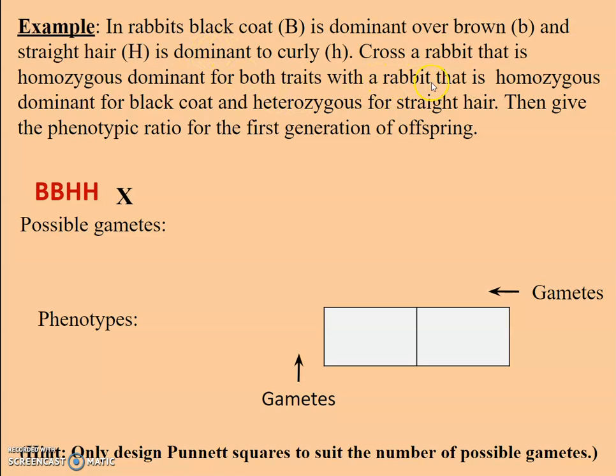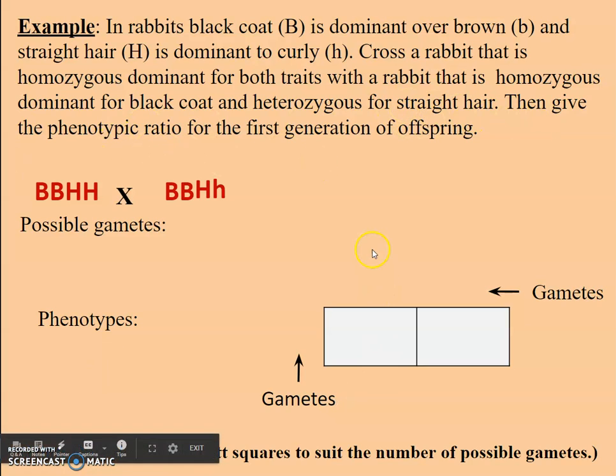Then our second parent is a rabbit that's homozygous dominant for black coat. And so you'd go ahead and put homozygous dominant, which would be 2 capital B's. And then you'd have a heterozygous for straight hair for this parent. So hetero means different, right? Anytime you see heterozygous, you're automatically going to know it's going to be a big and a little, and that it's coding for hair, so it's the H's. Now we're going to have to figure out the phenotypic ratio in just a second.